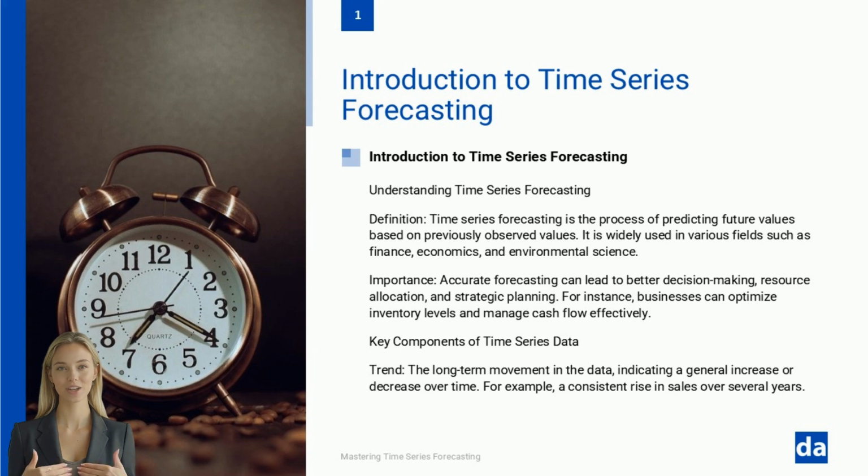The second component is seasonality, which refers to regular patterns that repeat over a specific period, such as the increase in retail sales during the holiday season. Lastly, we have cyclic patterns, which are fluctuations that occur at irregular intervals, often influenced by economic conditions like recessions or booms.